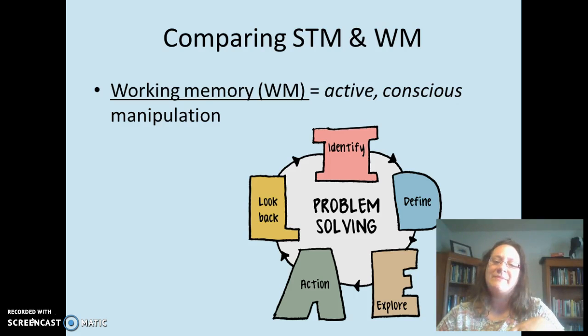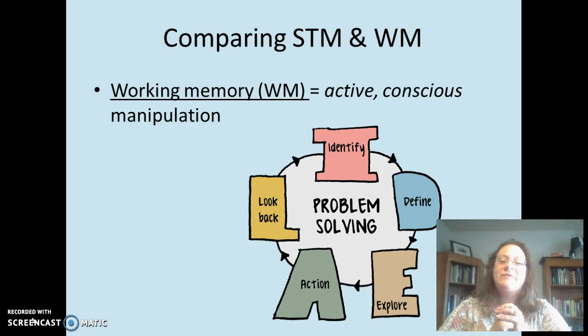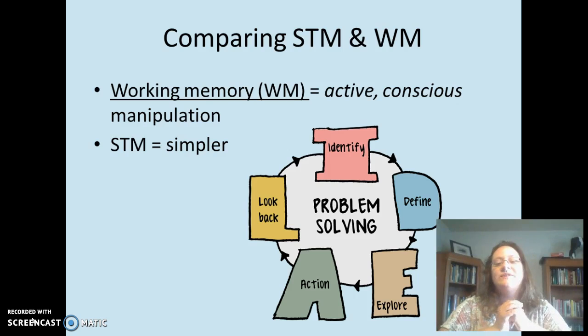Comparing short-term memory and working memory. We often use these terms interchangeably, short-term memory, working memory. But really, working memory is more of an active, conscious manipulation. With working memory, we're doing work, trying to maybe solve math problems or define something. Short-term memory is often thought of as more simplistic. It's just in there, and it's what you're thinking of at the current moment, but maybe not this active, conscious, doing-work process.